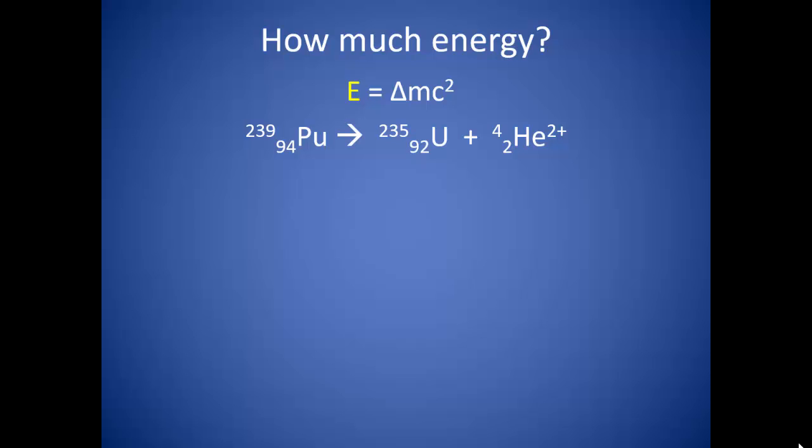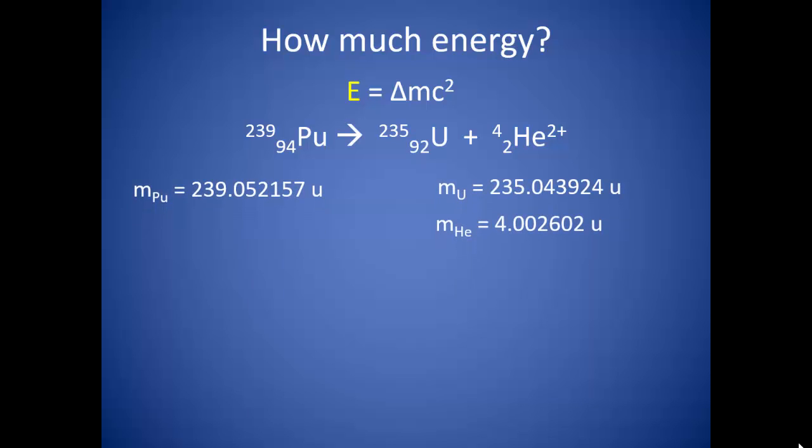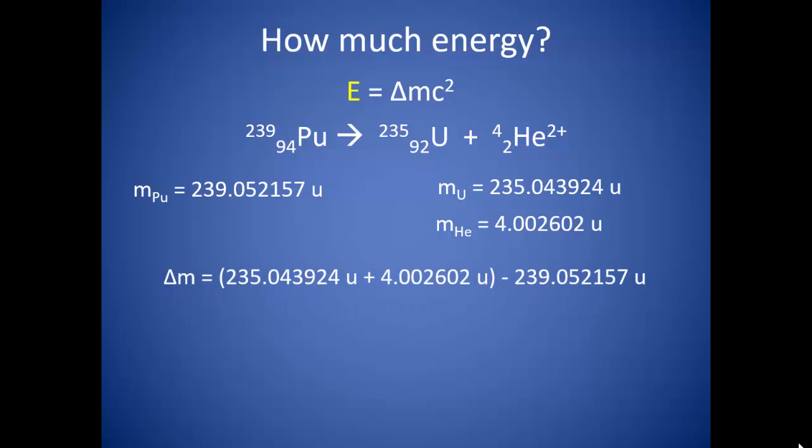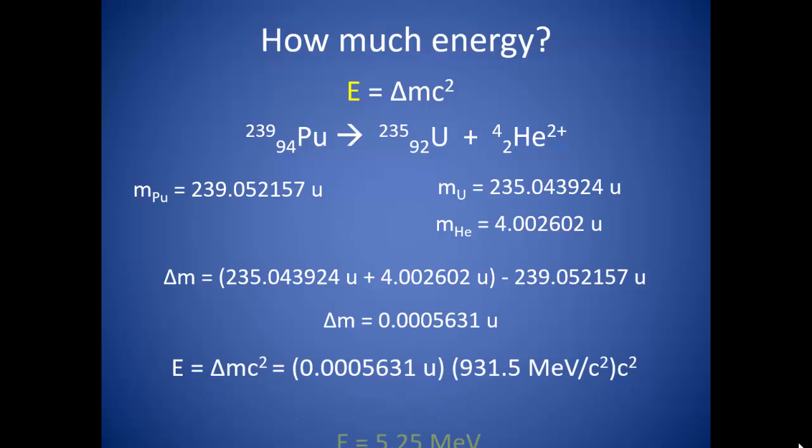We can start with a change in mass, which remember is final minus initial. The mass of the atom is just that, the unified atomic mass, so we would have to look up those values on a periodic table. Our final mass is the mass of the uranium added to the mass of the alpha particle. Our initial mass is the mass of the plutonium atom. Subtract those and you get a very small change in mass of 0.0005631 unified mass units. Plug in that change in mass and convert it into mega electron volts, and we get 5.25 mega electron volts of energy given off by the decay of plutonium-239.